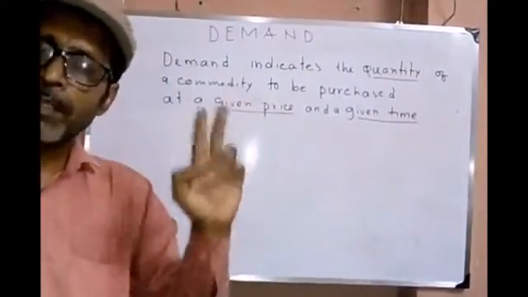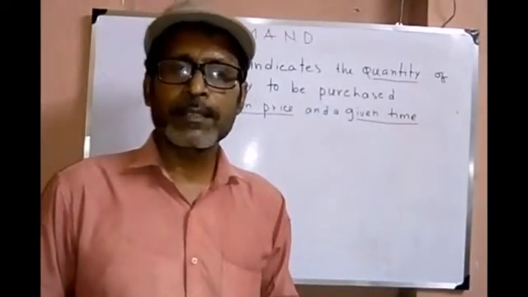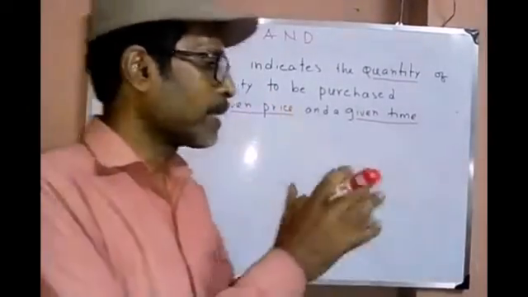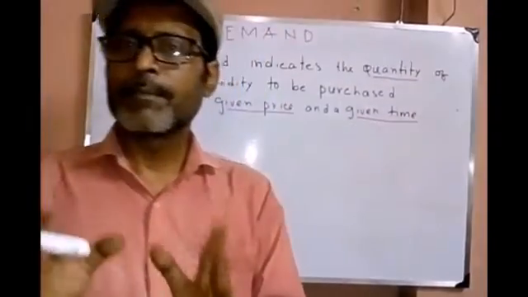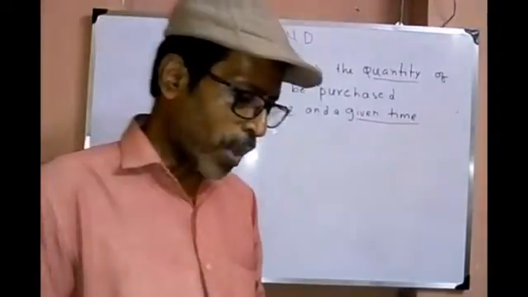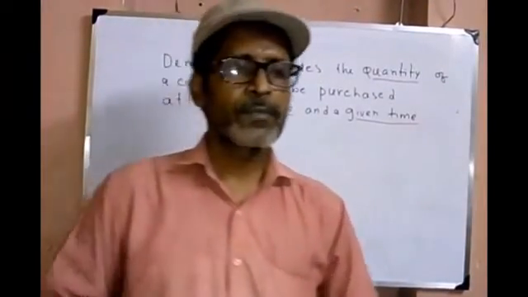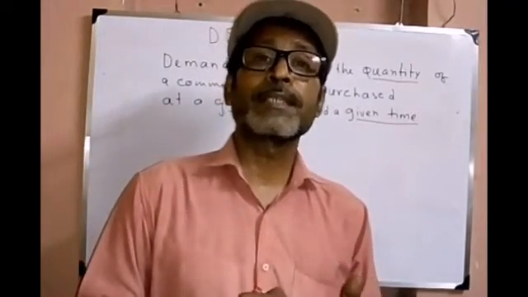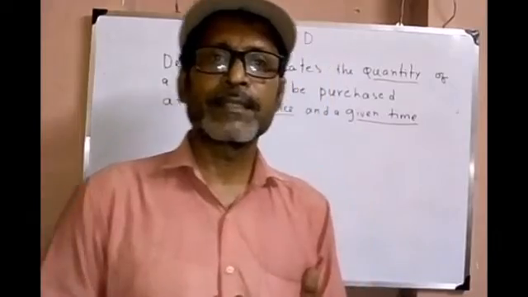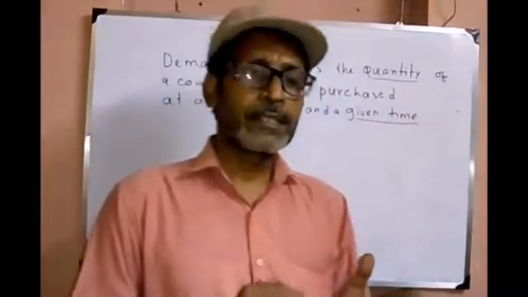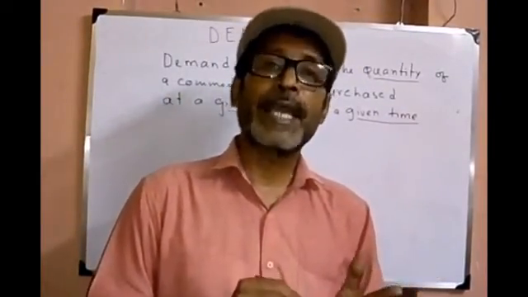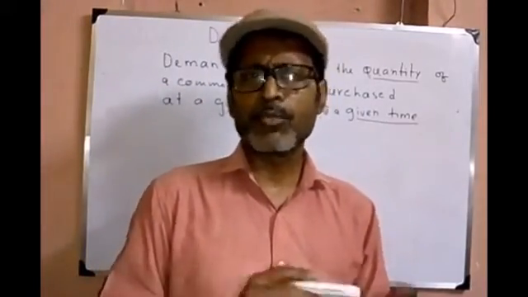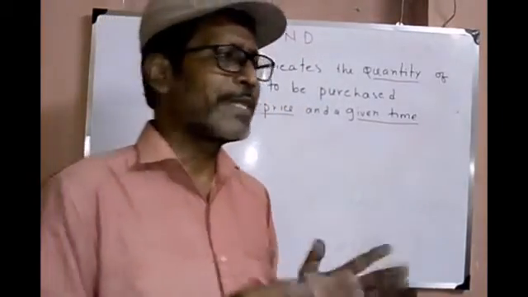which is to be purchased by the consumer at a particular price and at a particular time. So while we are discussing demand, you should remember that demand indicates the quantity of goods which is purchased by the consumer. This is not the end. Another condition is at a given time, because demand of a commodity varies from time to time. So you should indicate at a given time.